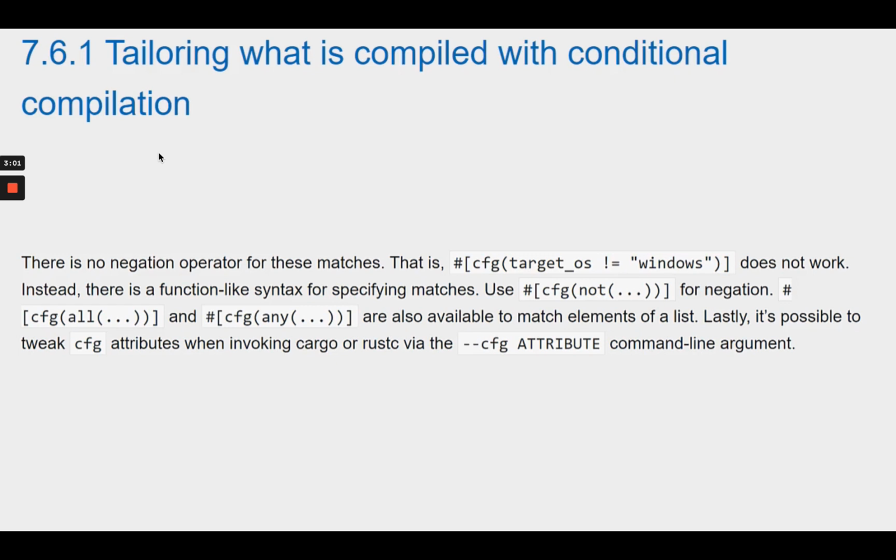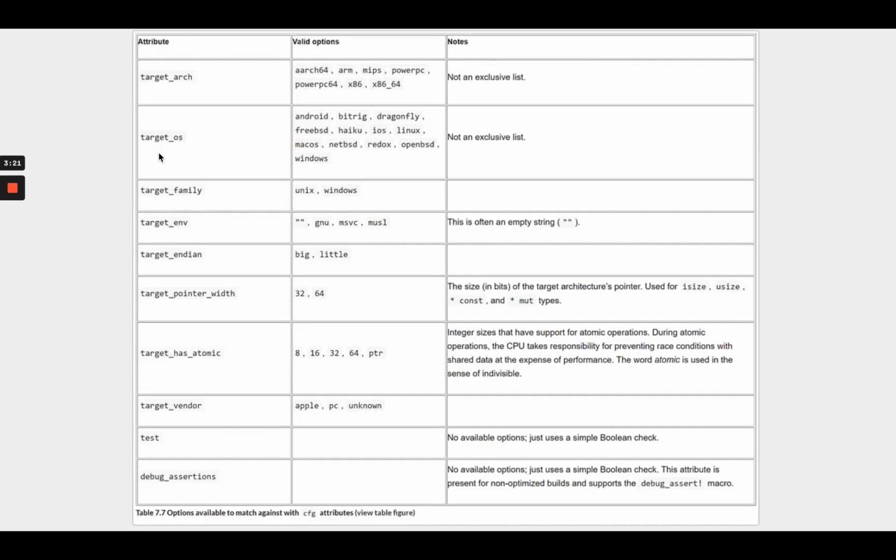#[cfg(all(...))] and #[cfg(any(...))], surrounded in square brackets, are also available to match elements of a list. Lastly, it's possible to tweak cfg attributes when invoking cargo or rustc via the --cfg command line argument. The list of conditions that can trigger compilation changes is extensive. Table 7.7 outlines several of these.